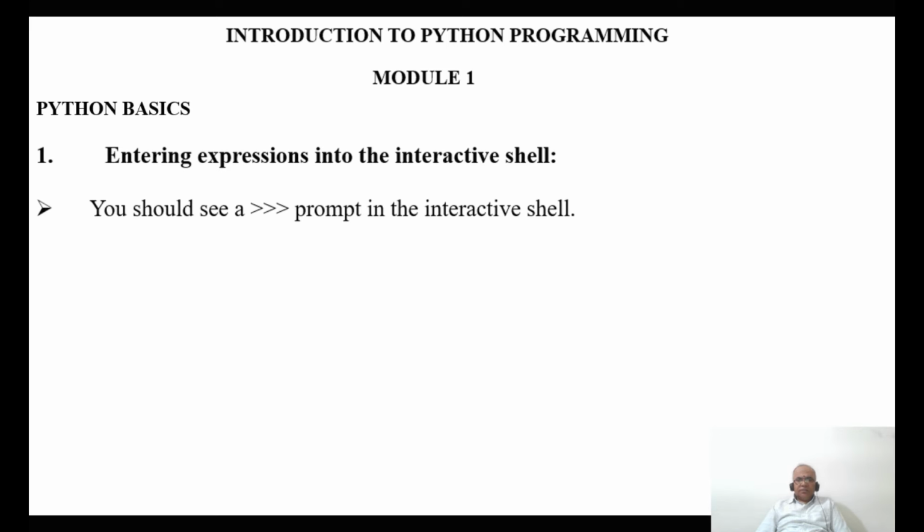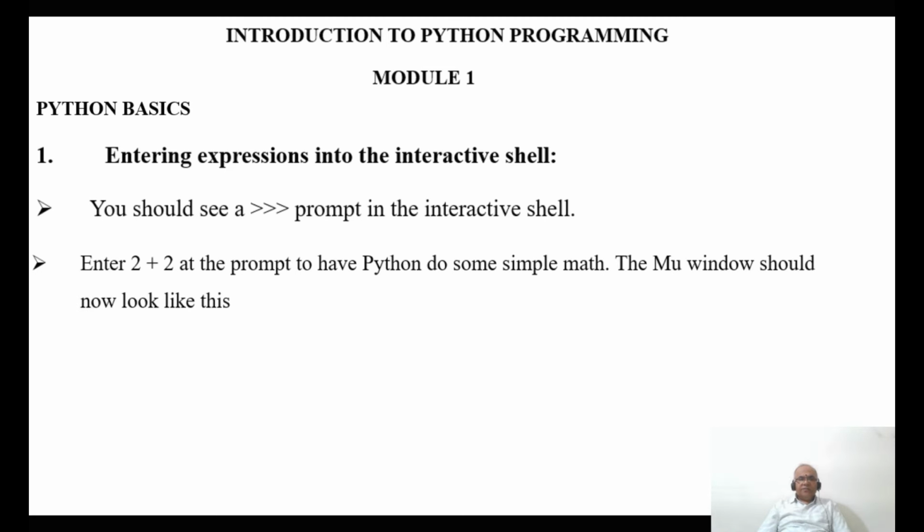Say, for example, the moment you want to have an interactive shell, we get a prompt which is in this fashion, having 3 greater than symbols. It's an interactive shell. So what is an interactive shell? If I give some input, it will immediately give you the output. That is what the interactive shell means.